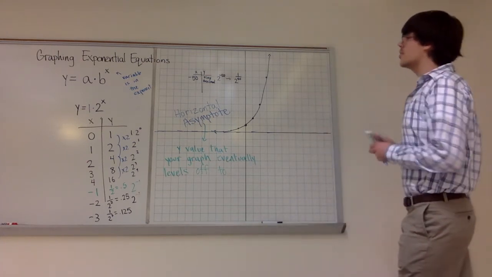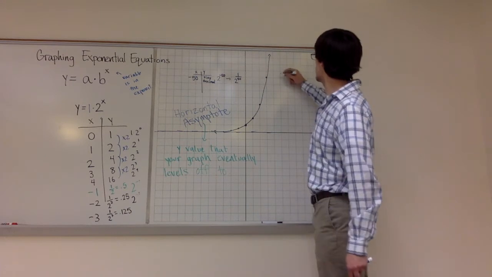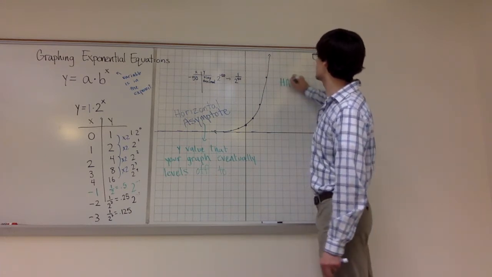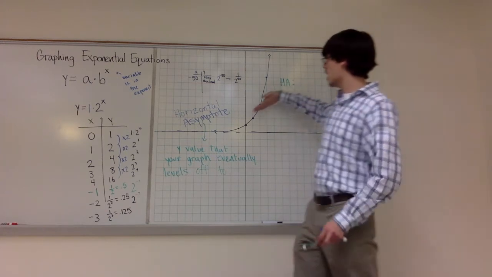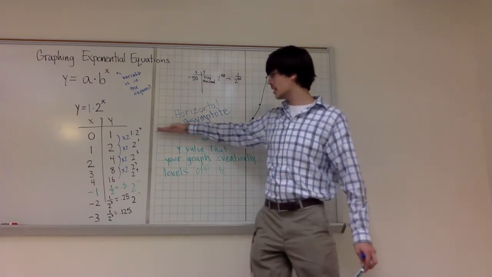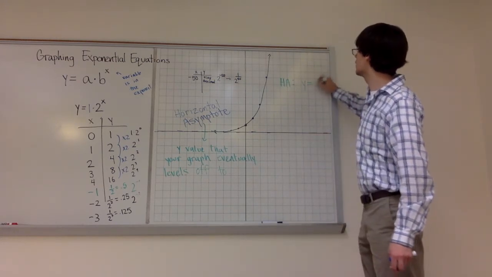Okay, so I'm going to do a few things with domain and range on this graph right here. I'm going to start out, though, with the horizontal asymptote. I'm going to abbreviate that HA. This graph has a horizontal asymptote at y equals 0. It levels off completely at 0 here. So I'm going to put y equals 0.